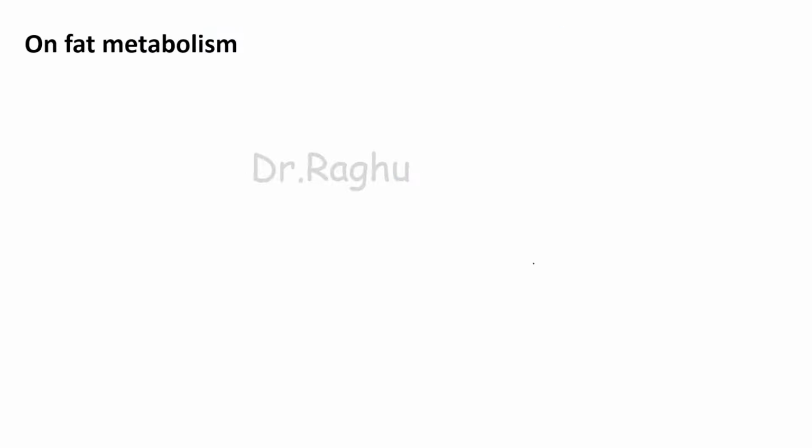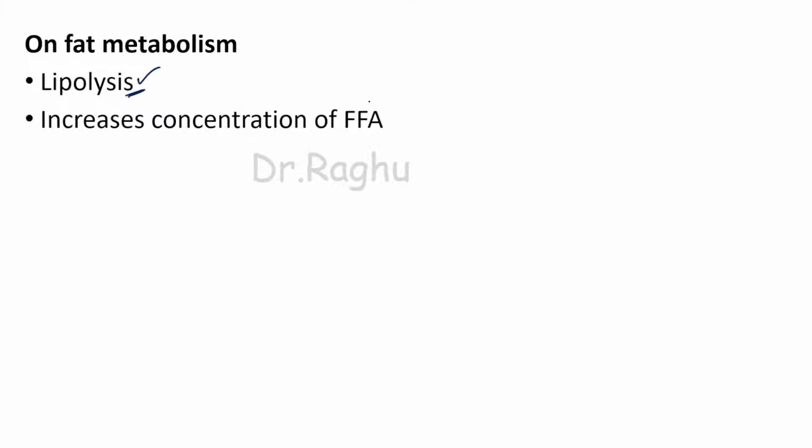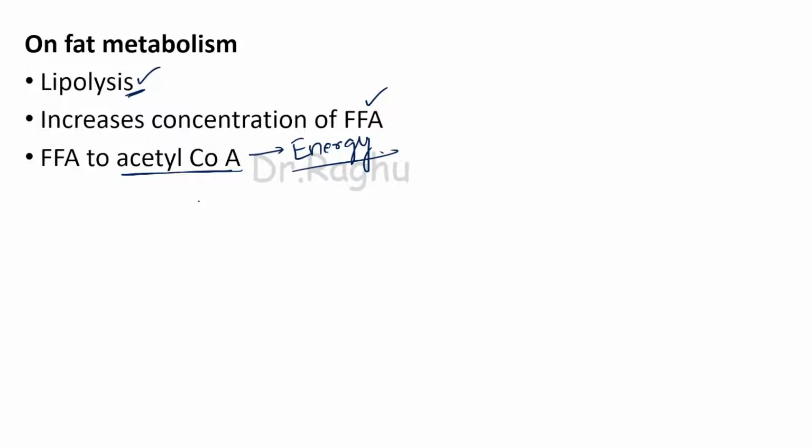Next, let's understand the actions on the fat metabolism. On the fat metabolism, the growth hormone is going to cause lipolysis. That means the lipid is broken down and converted into free fatty acids. This is going to increase the concentration of free fatty acids in the blood, and growth hormone also stimulates the conversion of free fatty acids into acetyl CoA. Remember, this acetyl CoA is used as an energy source in cases of hypoglycemia.